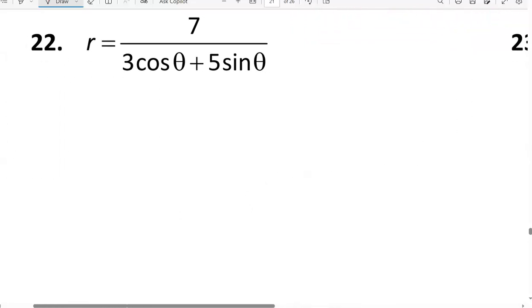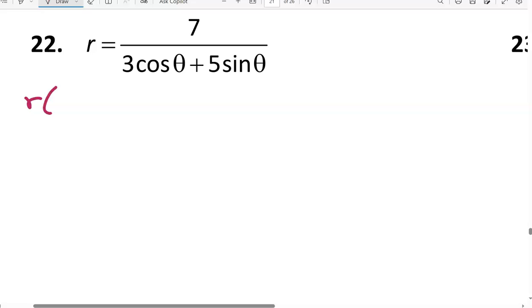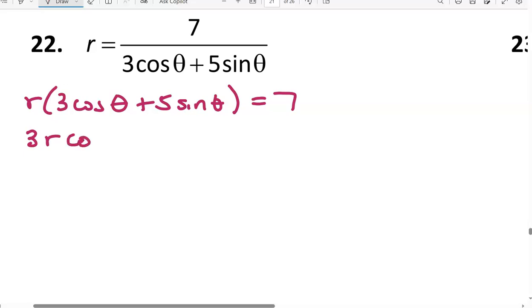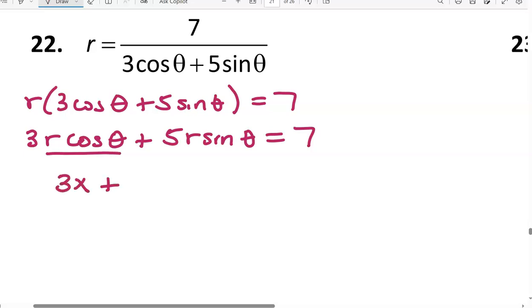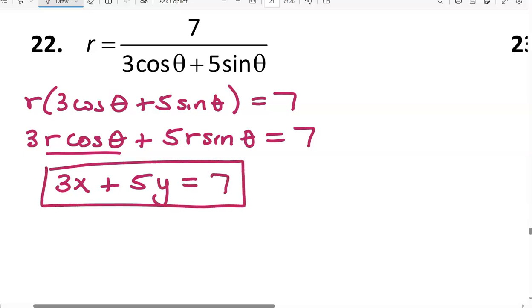In number 22, we can multiply both sides by the denominator to clear fractions. And then distribute the multiplication times r to the addition on the inside of the parentheses. Once we do that, r times the cosine theta can be replaced with x, r times the sine of theta can be replaced with y, and now we have the equation of a line that can be written in standard form. You can solve that for y if you wish, but that's already in a standard form for the graph, so that's fine in its present form.